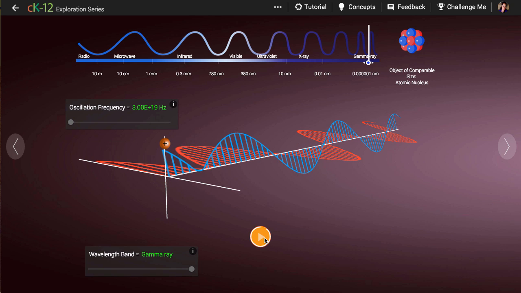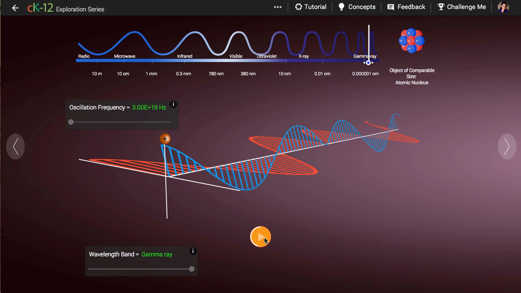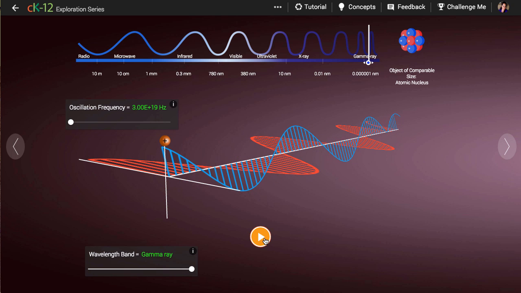The simplest electromagnetic wave to think about is that produced by a charge that is oscillating back and forth with time at a single frequency. The frequency of oscillation is set by the top slider. The units of frequency are hertz, or oscillations per second. As you can see from the scientific notation, the initial frequency here is very, very high.